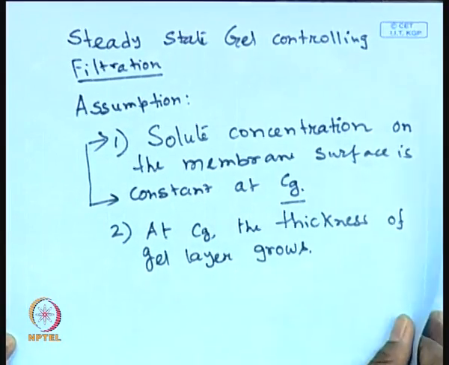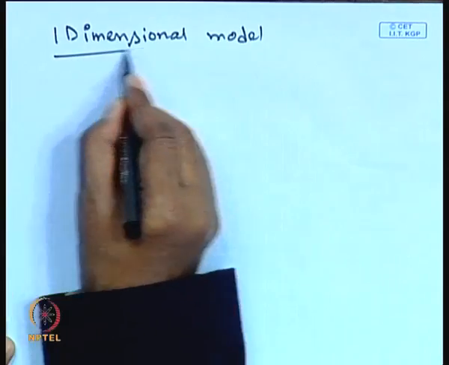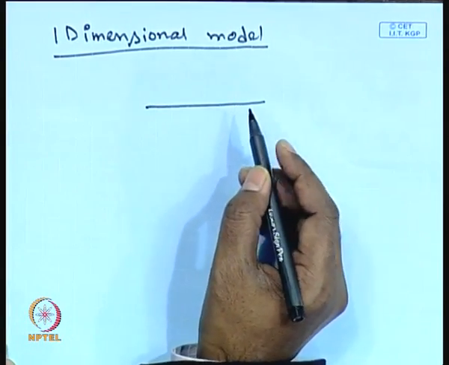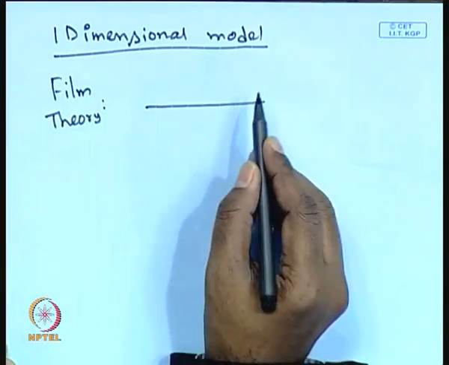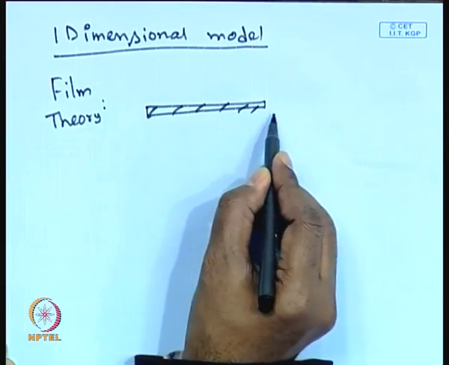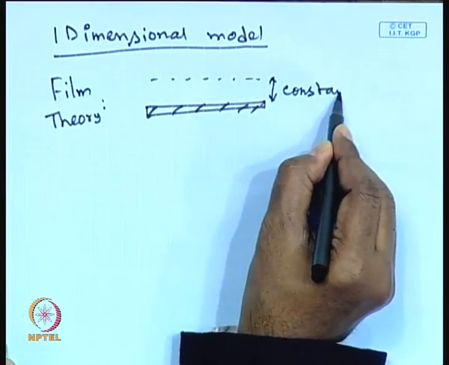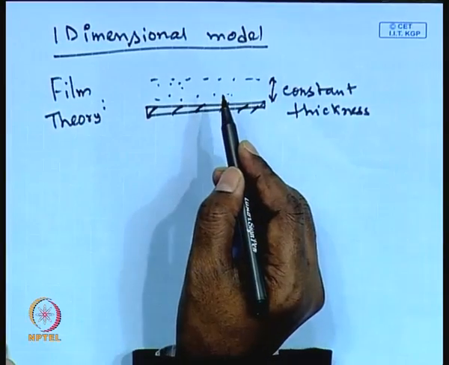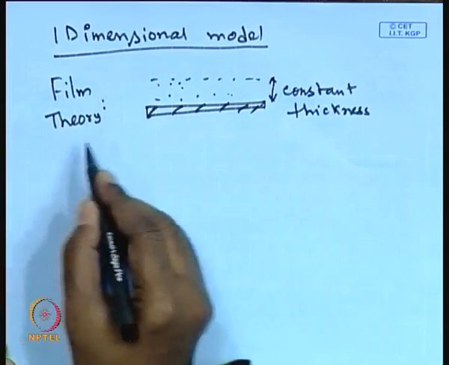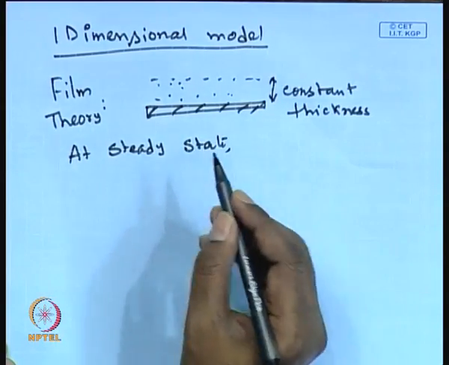Okay. Now again, we do the first simplistic model or one dimensional model. The model remains the same as the film theory that we have talked earlier. So, it is basically a variation of film theory or a variant of film theory. We assume that over the membrane surface, there is a film of solute present of constant thickness, where solute concentration everywhere is at C gel, okay, and at the steady state, we do a solute balance equation.